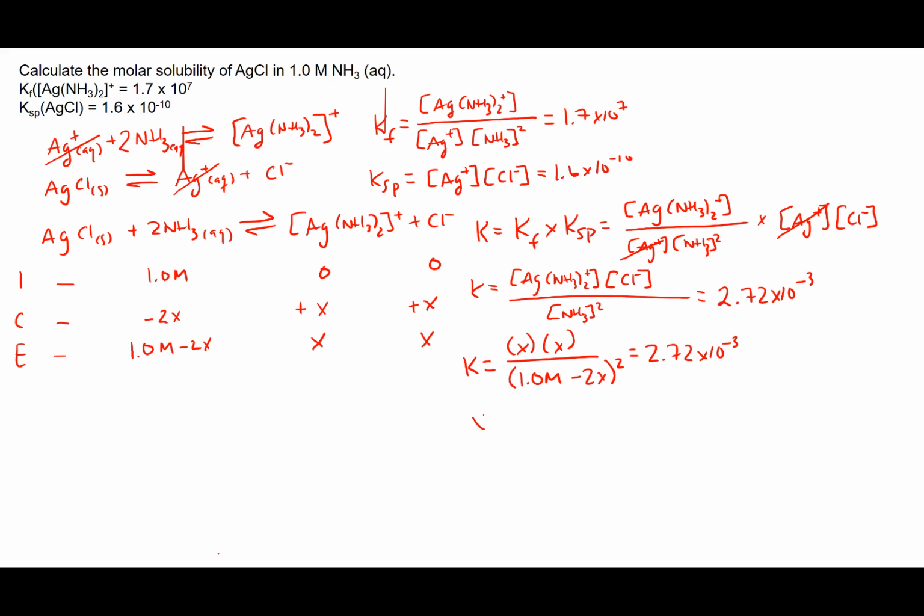So if we go through and solve for x, just do our algebra in this case, what we get is a value of 4.72 times 10 to the negative 2 moles per liter. And that is the molar solubility of silver chloride in a 1.0 molar solution of ammonia in water.